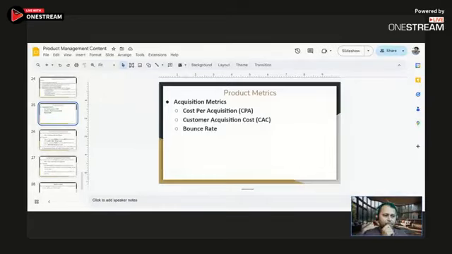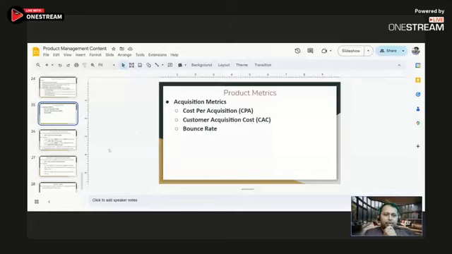You see on the screen, these are three things which we want to talk about. For acquisition, we have cost per action or cost per lead, or CPL, and next is customer acquisition cost, CAC. Third is the bounce rate. So we'll talk more on each of these now.